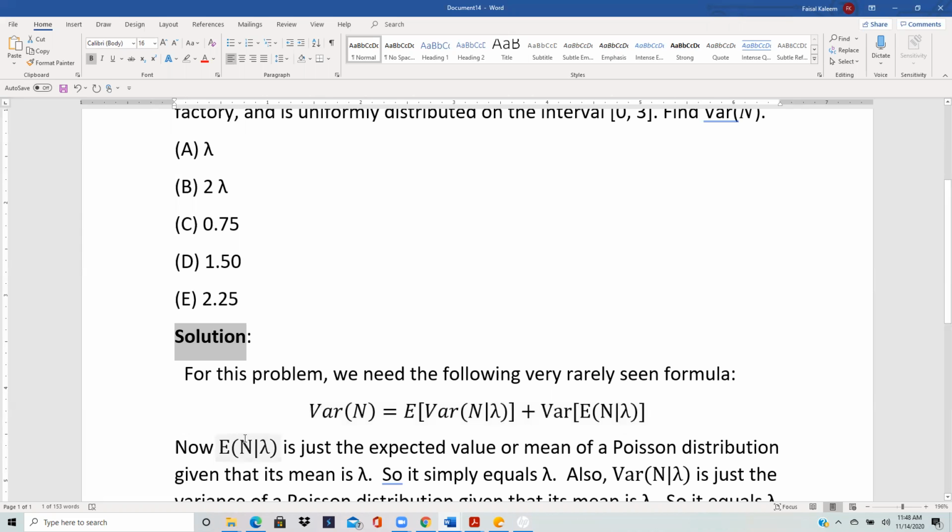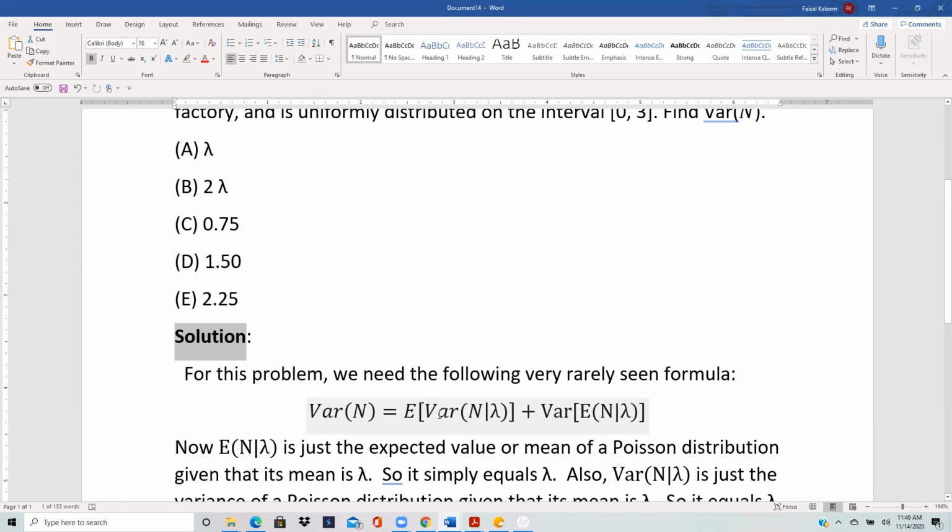And let's see how these things will be. So first let's look at this one, the expected value of N given lambda. We are saying that the expected value of N, which is Poisson, given that the mean is lambda, is just lambda, because that's just a roundabout way of saying the expected value of a Poisson of mean lambda, which is just lambda.